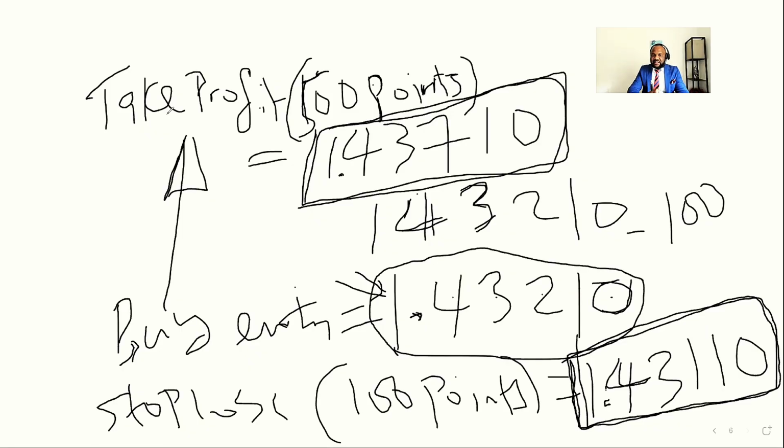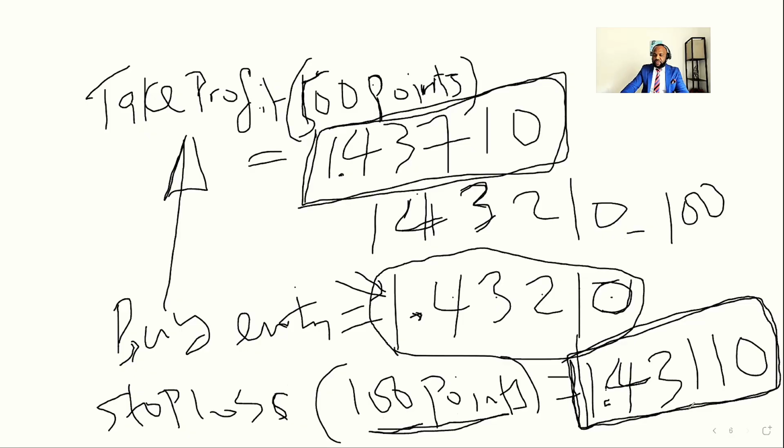So I've now set a take profit target at 1.43710, which is equivalent to 500 points from my entry price, buy entry price. Stop loss is 100. We are looking for 100 points. We don't want to lose more than 100 points, so we subtract.